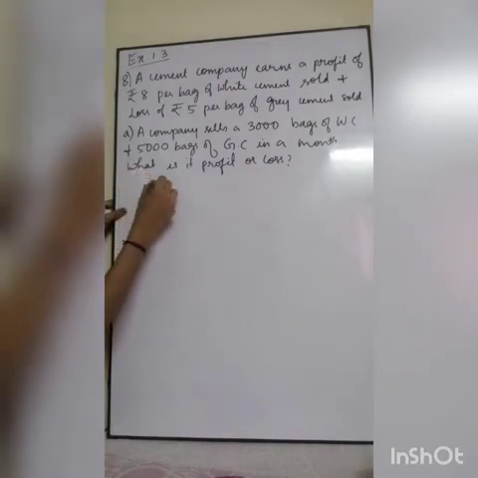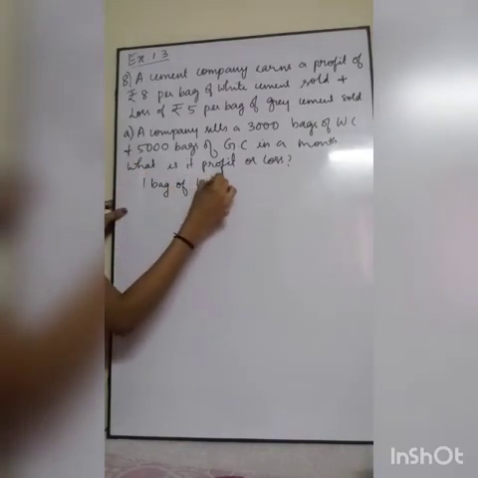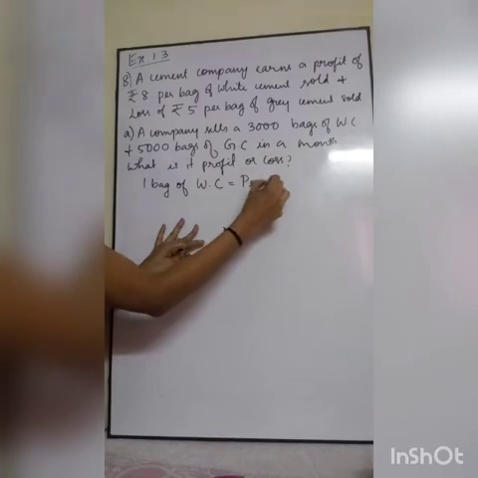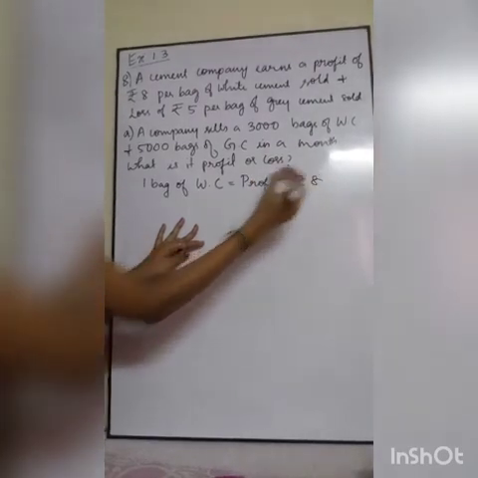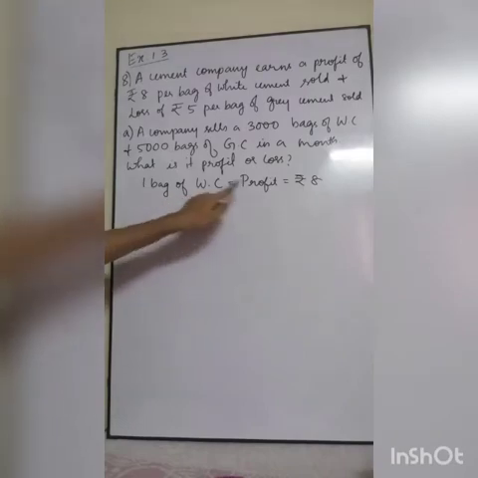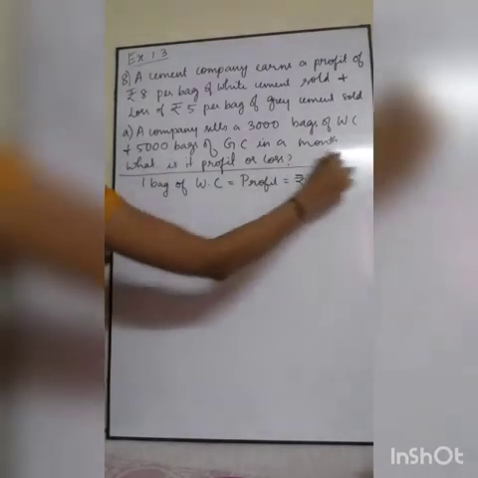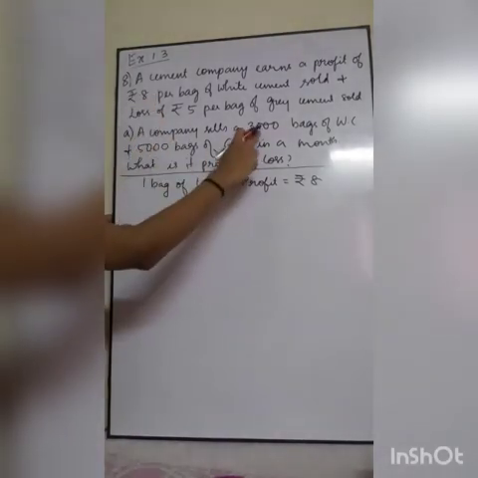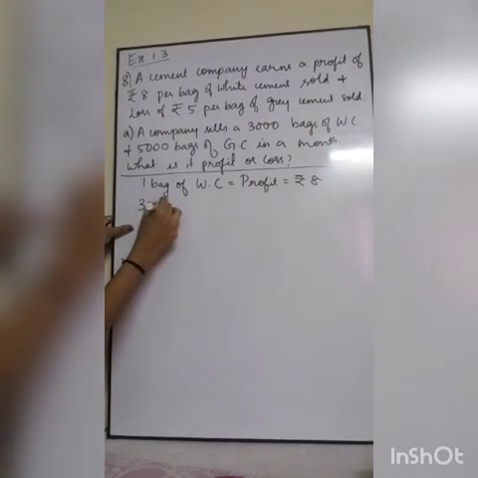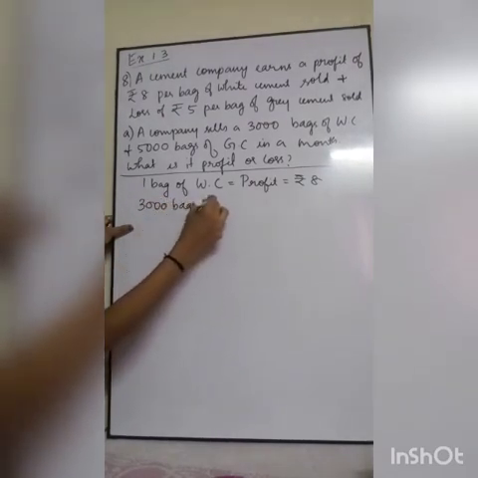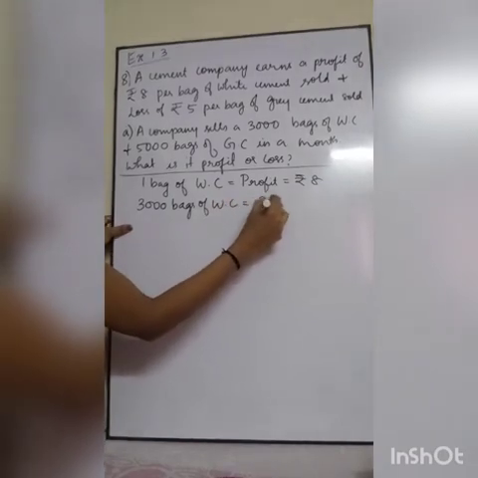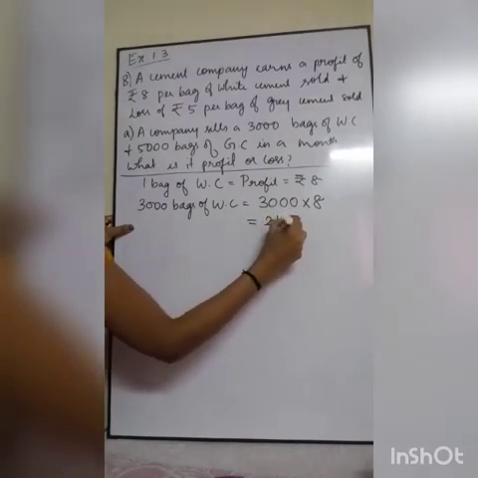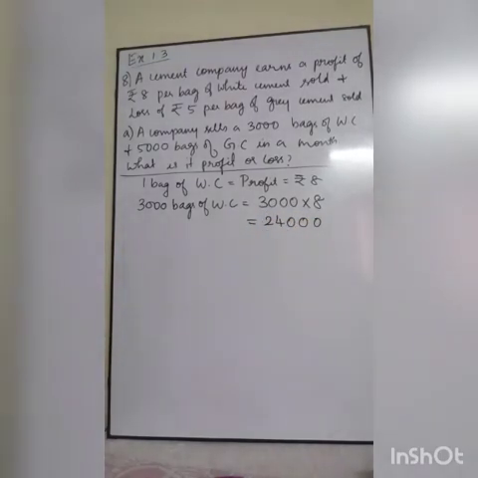So for 1 bag of white cement, how much profit are they getting? Rupees 8. Correct? So they are getting a profit of rupees 8. Now how many bags are they selling in that month? 3000 bags of white cement. So how much profit will they get? 3000 into 8. So 8 3s are 24,000. Okay, did you understand?